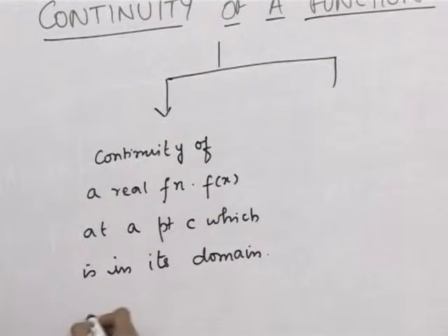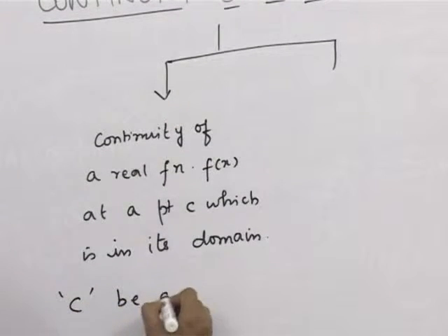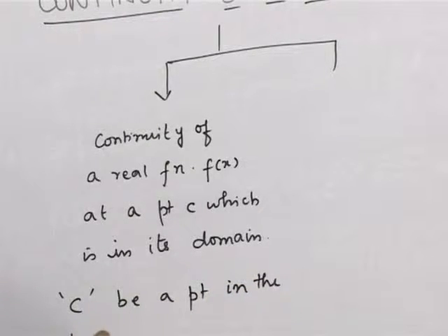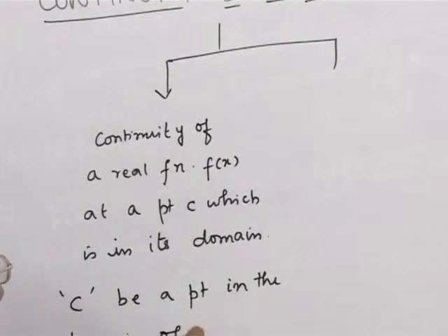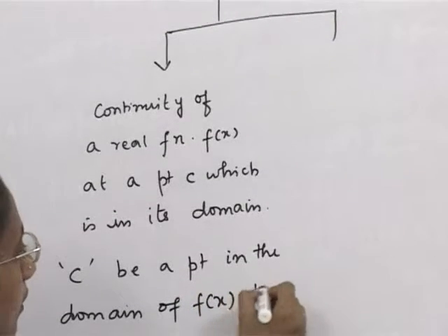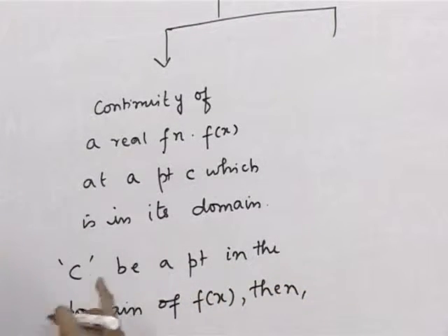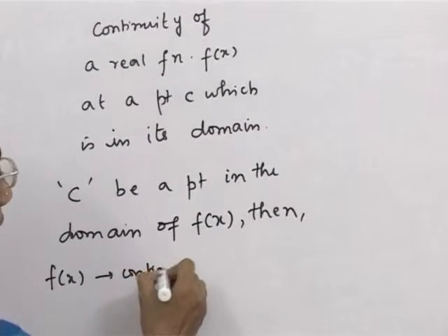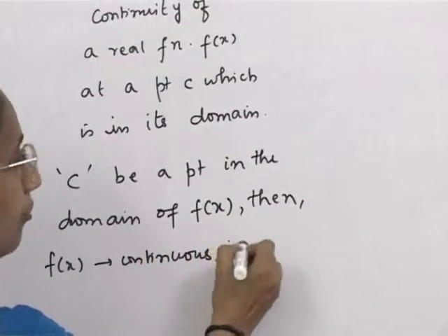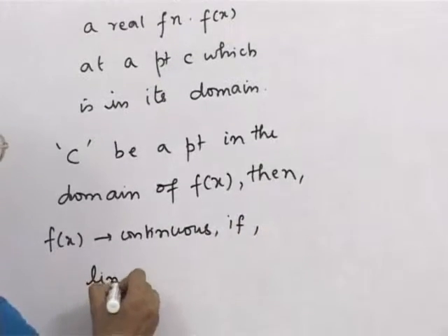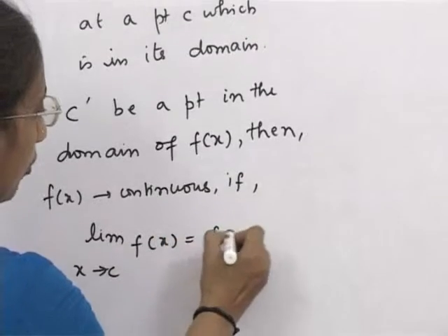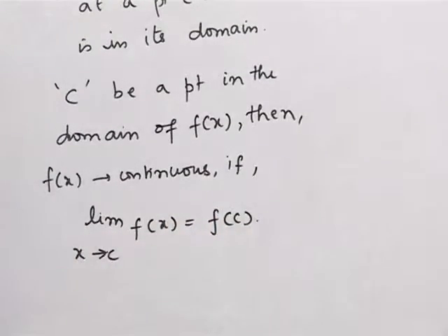Now let C be a point in the domain of f of x, then f of x is continuous if limit as x tends to C f of x is equal to f of c. Now we have to be elaborating this.